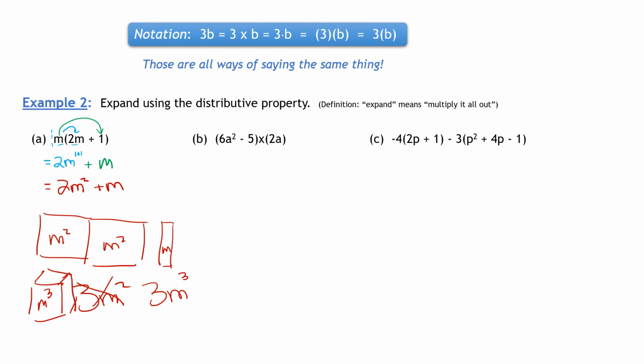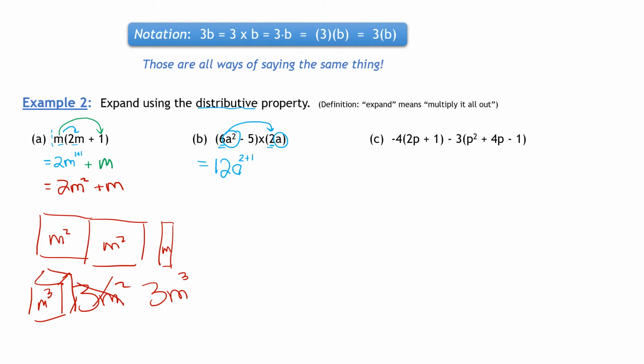Let's look at the next one. 6a squared minus 5 times 2a. So again, we have to distribute. We're going to distribute this into this bracket, and this time we have two things to bring in. Then we have to bring in the -5, but one thing at a time. Let's do 6a squared times 2a. Numbers times numbers, so 6 times 2, that gives me a 12. And then a squared times a, for my product law, I know that'll be a to the power of 3.